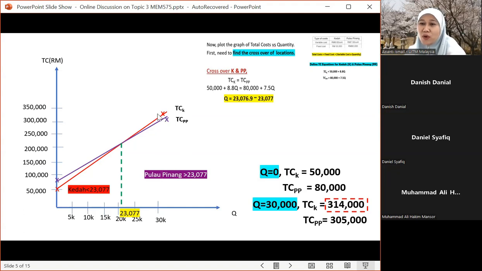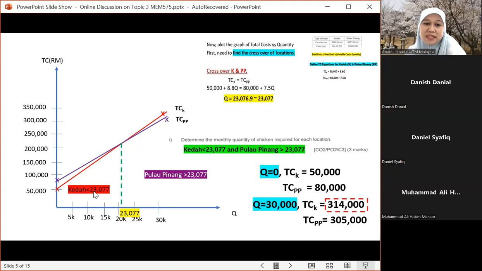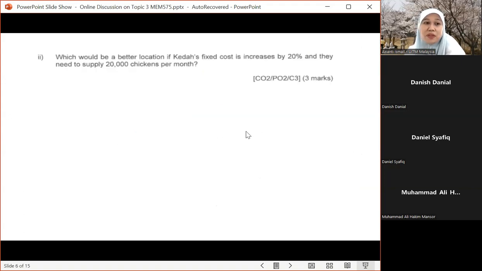So we complete the graph. So can we answer the first question? Yes. Determine the monthly quantity of chicken required for each location. So we know that for Kedah, the chicken must be less than 23,077, and for Pulau Pinang it must be more than 23,077. Okay, so we're done with 3 marks. Next, we're going to do question number 2.